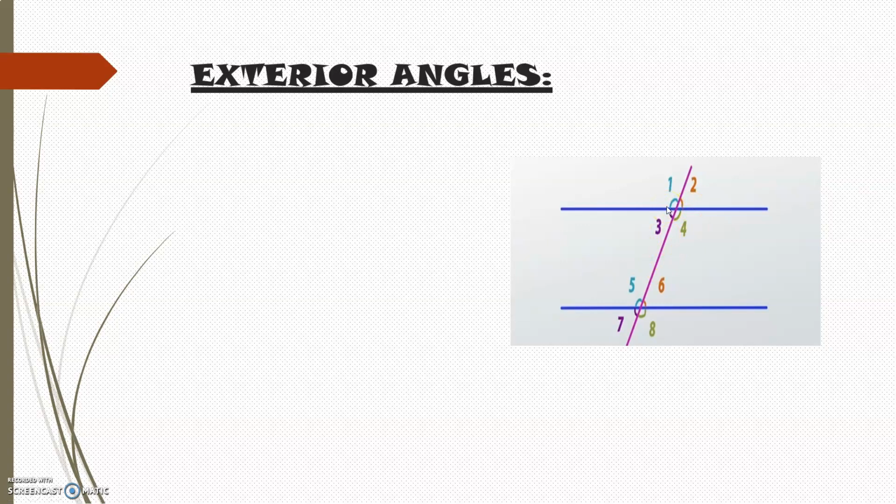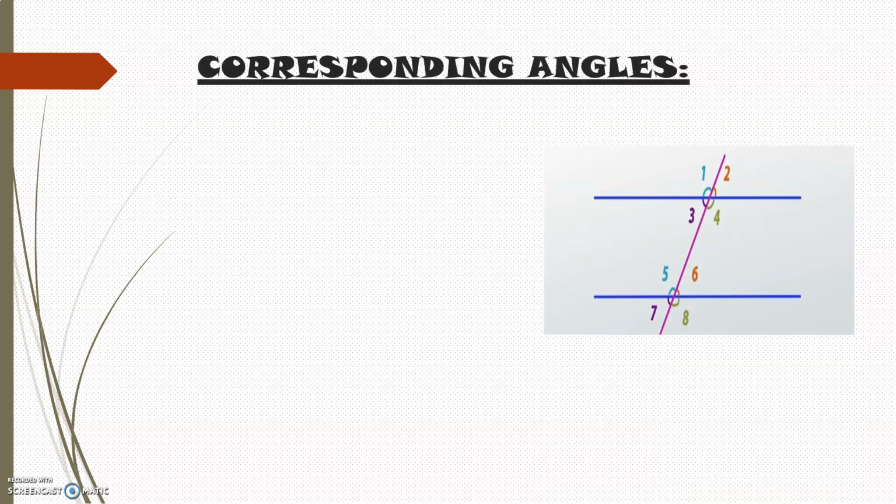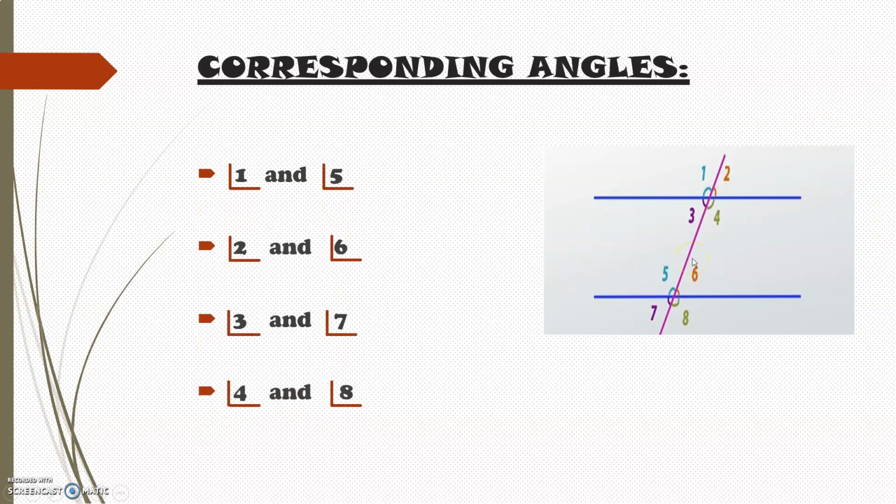So what are the exterior angles in this picture? The angles outside the lines are called exterior angles, and the angles inside the lines are called interior angles. So the exterior angles are 1, 2 and 7, 8. Similarly, the corresponding angles are 1, 5, 2, 6, 3, 7, and 4, 8. These are the corresponding angles.